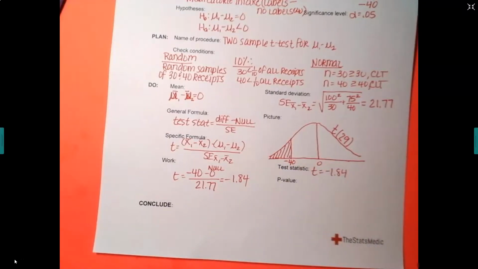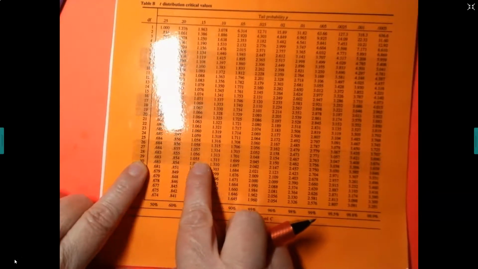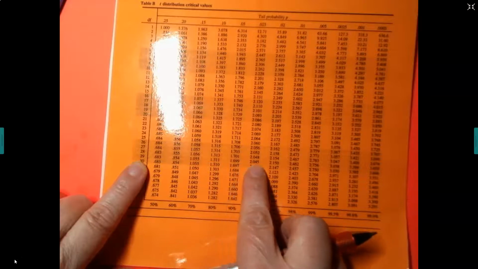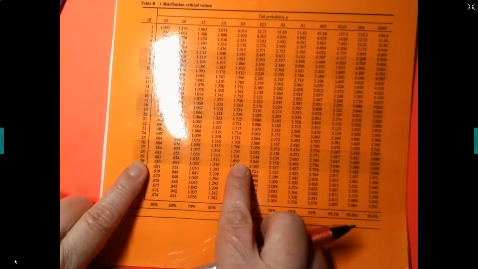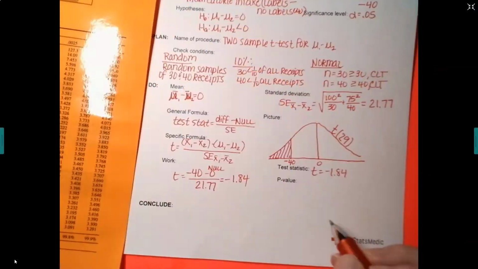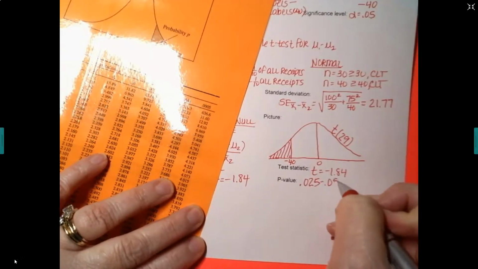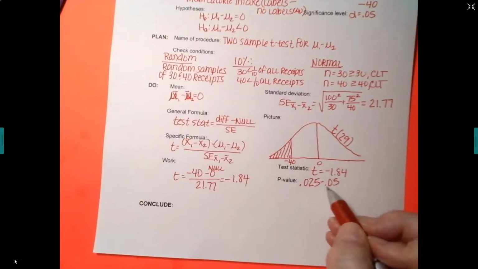Our p-value, so remember, we have a degree of freedom of 29, all right, and a t-score of negative 1.84. So on our table B, we only have positive t-scores. You just assume it goes with the negative. And with a degree of freedom of 29, we go across until we find 1.84, which occurs right here between these two lines. So when we follow that to the top, that's 0.025 to 0.05.